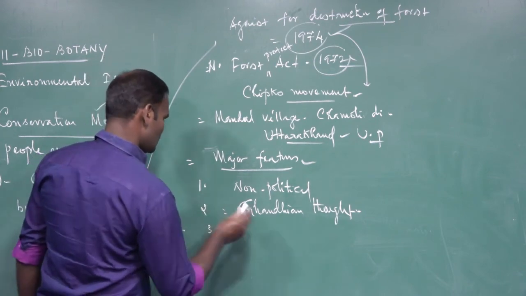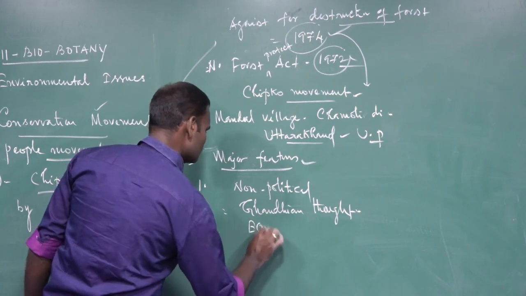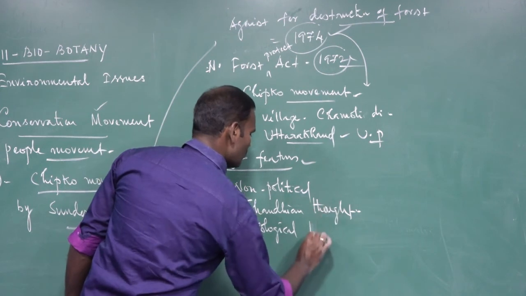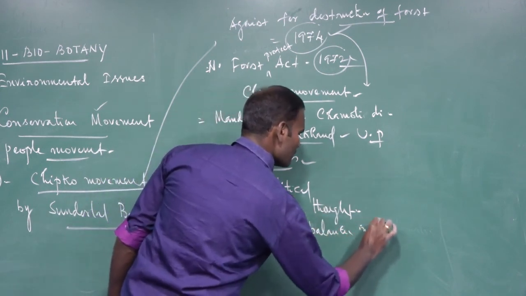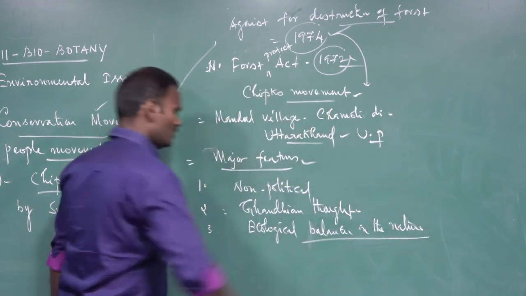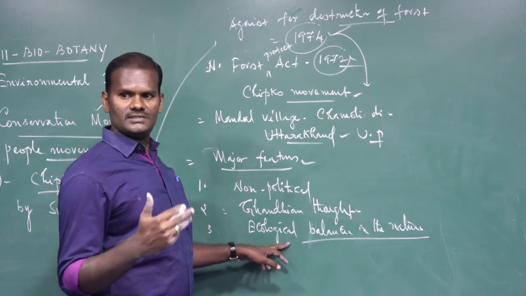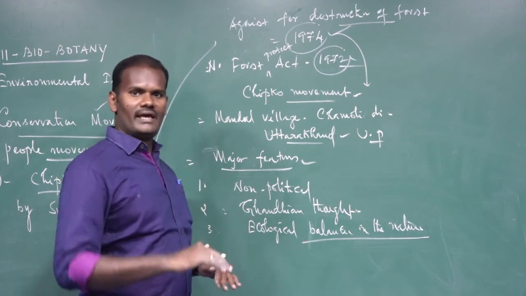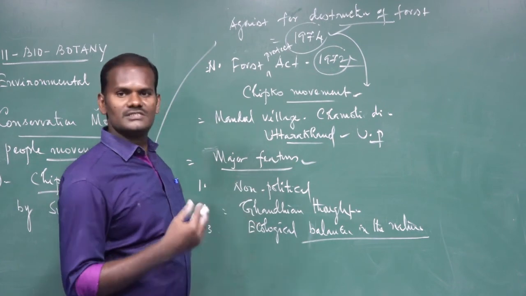The third one is that it is mainly concerned with ecological balance in nature. If we fail to protect our environment, then what will happen? Ecology becomes imbalanced. Nature is upset. So to prevent the upset of nature, we have to follow this Chipko movement.